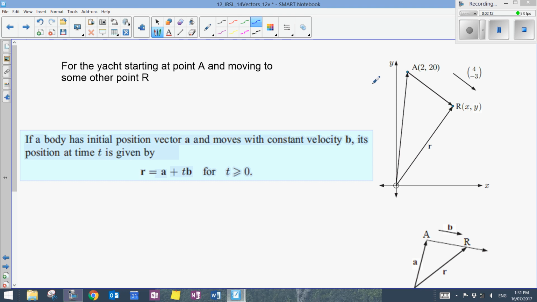At the beginning of chapter 13, you had an example of a yacht that started at point 220, and it was traveling in the direction of 4, -3. And every unit of time, which I think was every hour in this example, it was traveling another 4 units to the right, 3 units down, moving in this direction here. So our resultant vector, which we're using R to describe, shows how you have this initial position A, we have a velocity vector of B, and for every unit of time, we continue to get the next point along this path.